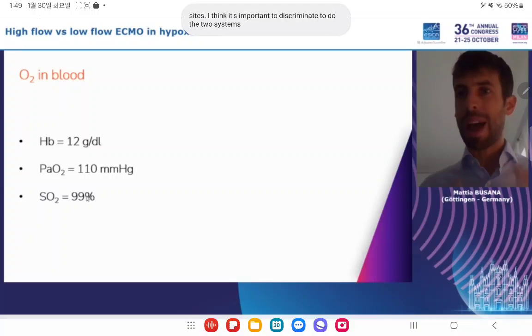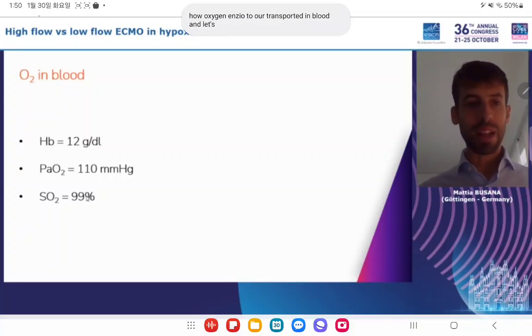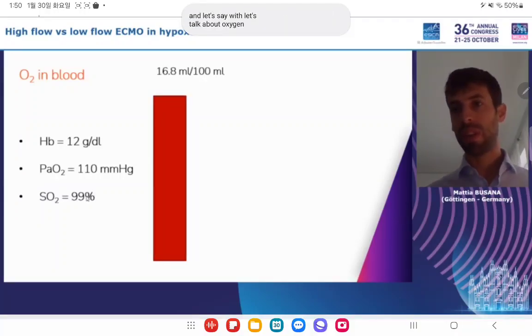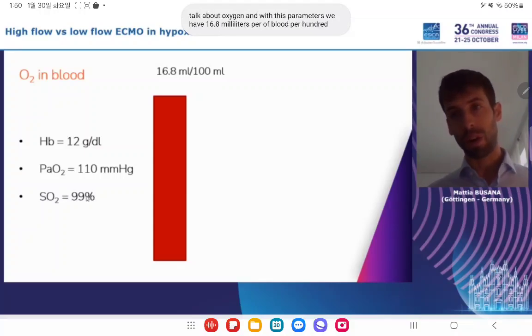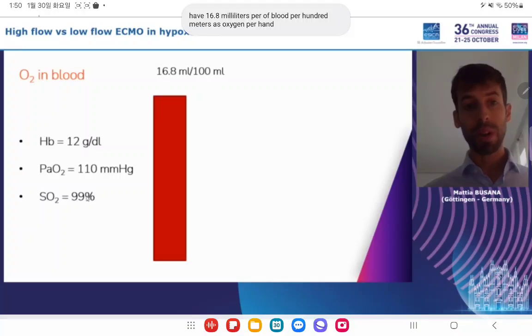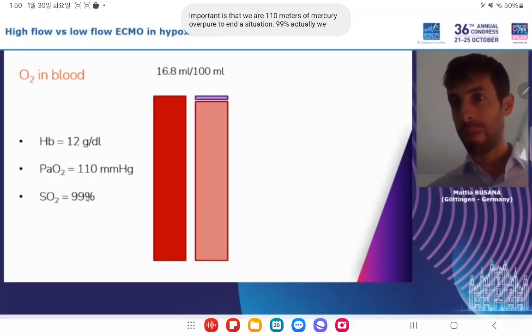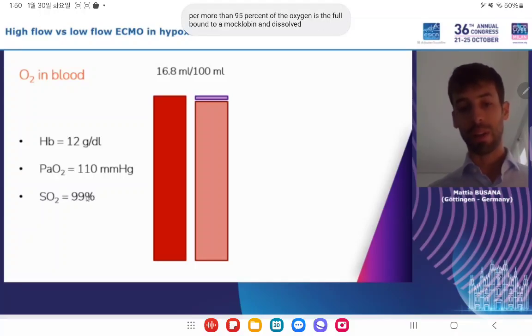But first, we need to talk about how oxygen and CO2 are transported in blood. Let's say with relatively simple standard parameters, let's talk about oxygen. With these parameters, we have 16.8 milliliters of oxygen per 100 milliliters of blood. Important is that we have 110 millimeters of mercury of PO2 and a saturation of 99%. Everyone knows that hemoglobin is very important to carry oxygen in blood, and more than 95% of the oxygen is therefore bound to hemoglobin, and dissolved oxygen is very little.